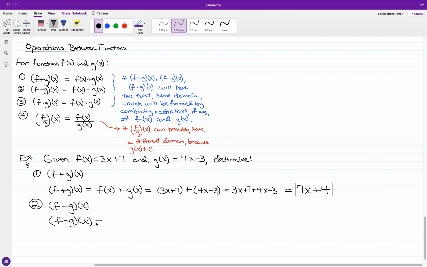Okay, so removing the parentheses, we have 3x plus 7 all over again. But with g of x being subtracted, all of 4x minus 3 is going to have the terms change signs. So we have minus 4x, and subtraction over minus 3 would change over to the addition of 3. And for the result here, we have 3x minus 4x becomes negative x, and 7 plus 3 is 10.